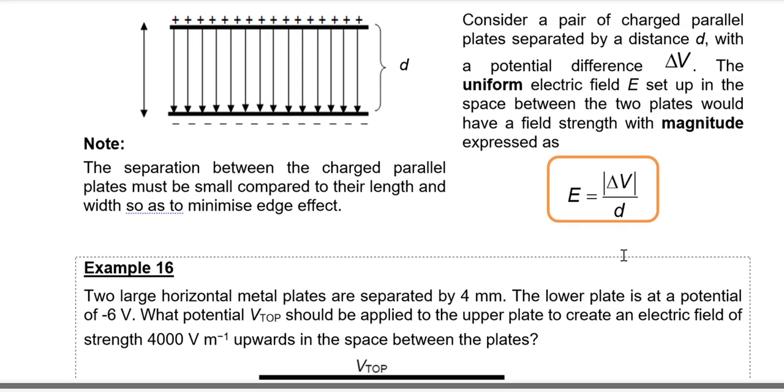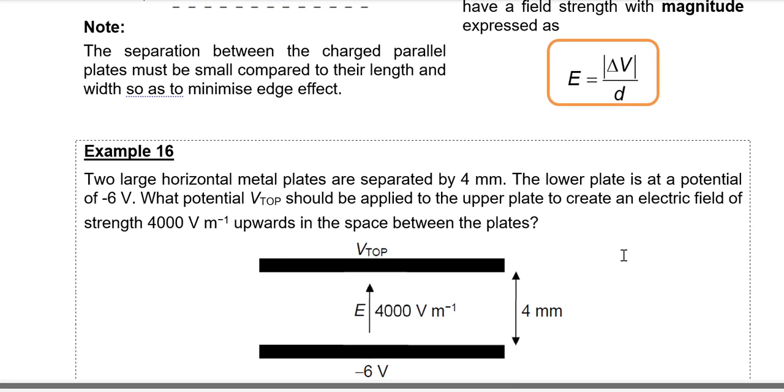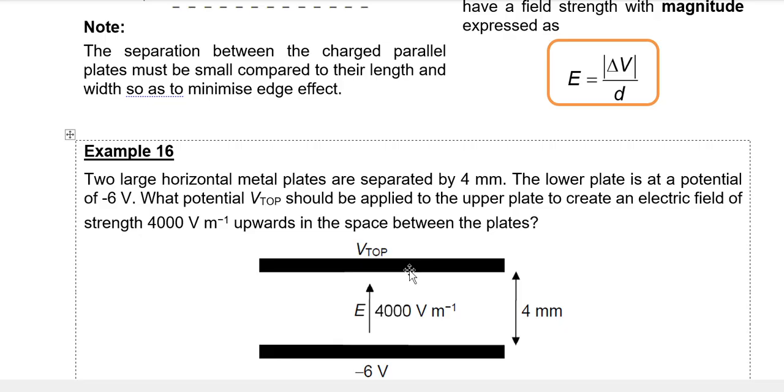So we can try this question over here. I think a diagram is given. You can pause and try. Two large plates are separated by 4 mm, the lower plate is at -6 V. What should the top plate's potential be to create an electric field of 400 volt per meter upwards in the space between the plates?